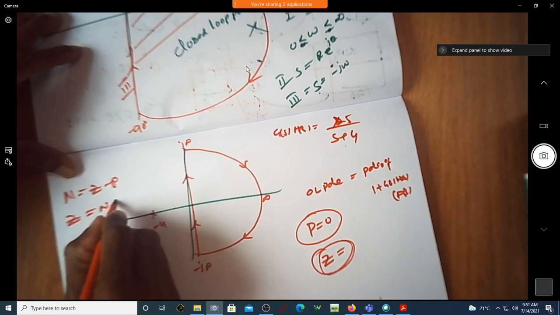Meaning, this contour which is there in the S-plane, I want to represent in the F(s) plane. So what is actually F(s)? It is 1 plus G(s) into H(s). Am I correct?